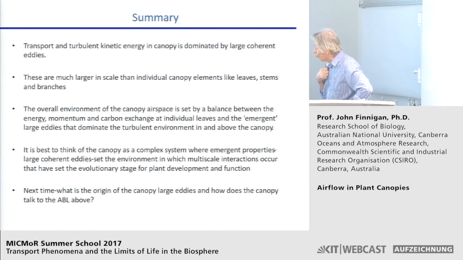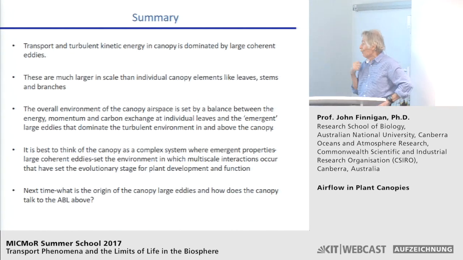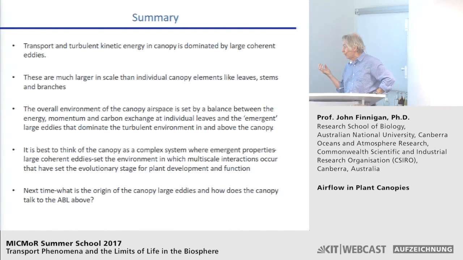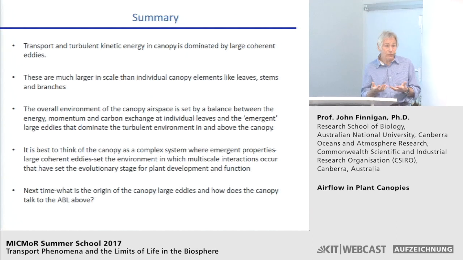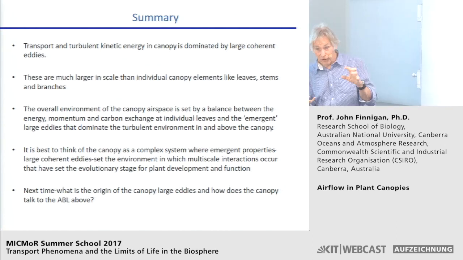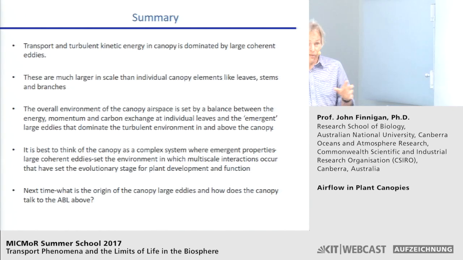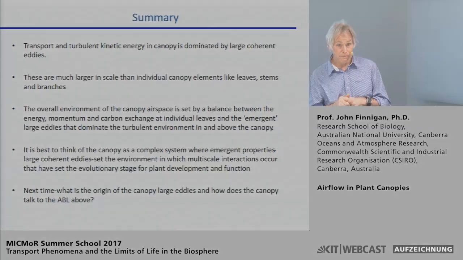So on Friday, we'll talk about, and there'll be more pictures and fewer equations, what's the origin of these canopy large eddies? Why do we call them emergent properties? And how does the canopy talk to the whole atmospheric boundary layer above? And how does the atmospheric boundary layer, in fact, imprint itself on the way that plants behave right down at leaf scale? Okay.